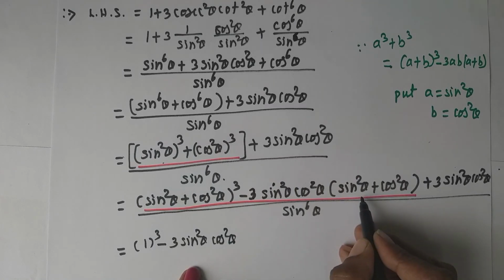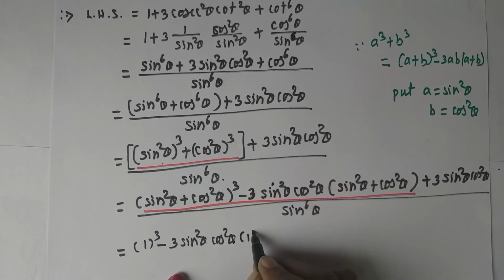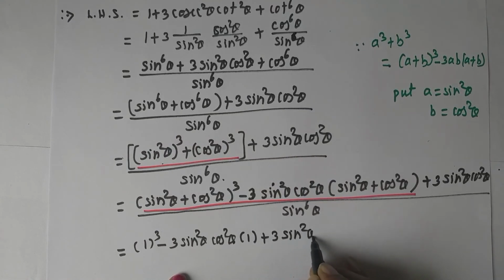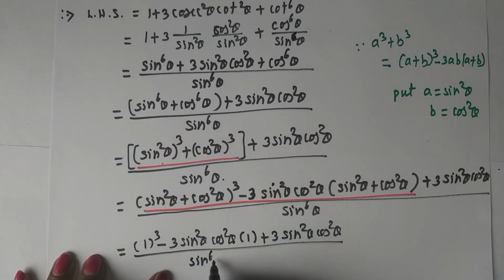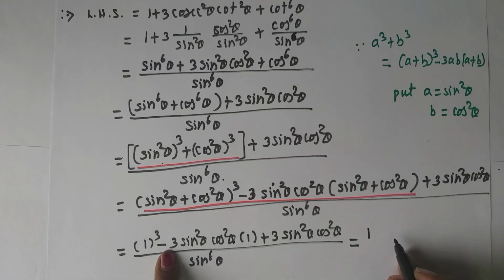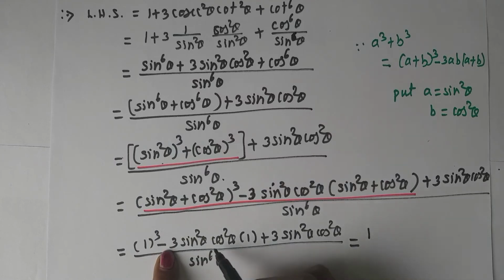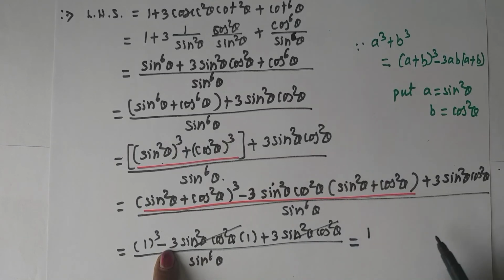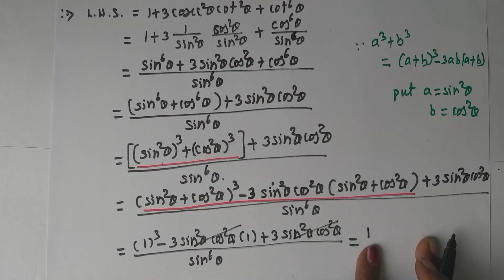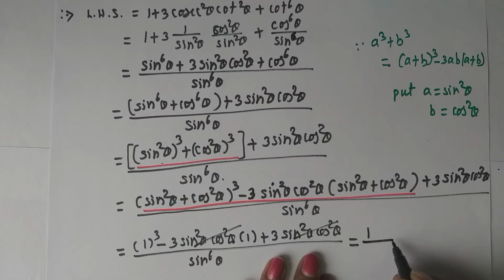Then again, the value of sine square theta plus cos square theta is 1, and this is plus 3 sine square theta cos square theta divided by sine raised to 6 theta. Now what is this? This is 1, minus 3 times sine square theta cos square theta into 1, means minus 3 sine square theta cos square theta, and this is plus 3 sine square theta cos square theta. These two terms will get cancelled, minus 3 plus 3, and here remains only 1 divided by sine raised to 6 theta.